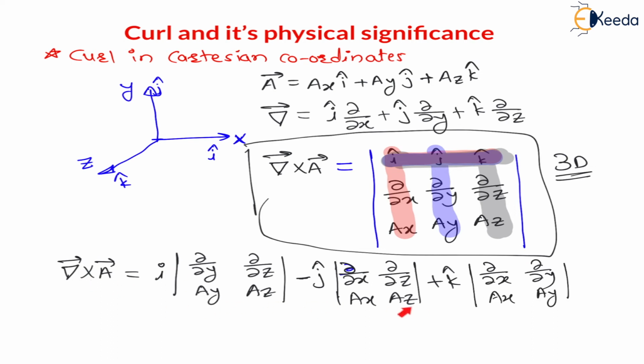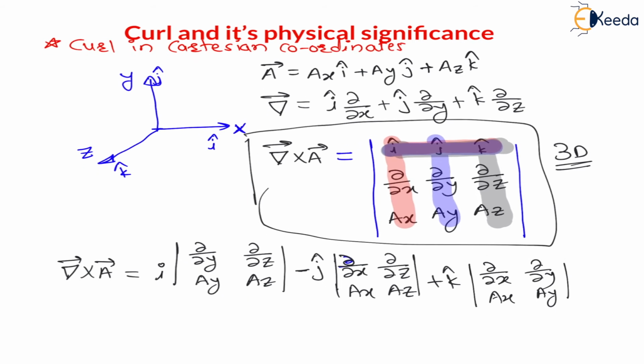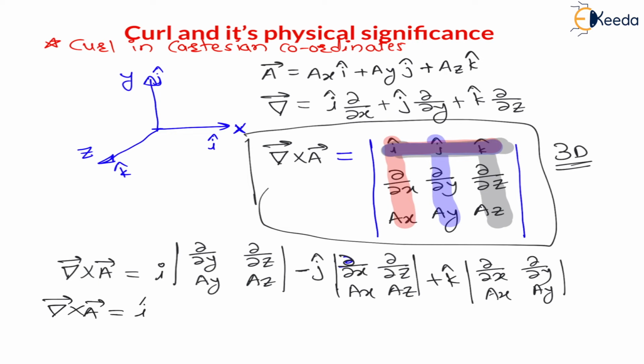Now let us simplify this. After simplification, my dear students, here is how to find the determinant. Therefore curl of vector a will be equal to I cap. Now cross multiplication: az will multiply with dou by dou y minus ay will multiply with dou by dou z. This is how we have to do cross multiplication. Therefore it will become dou y of az minus dou z of ay.